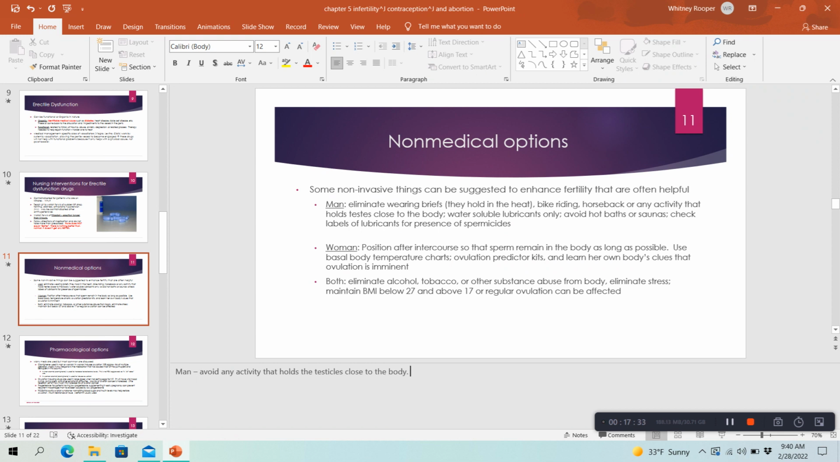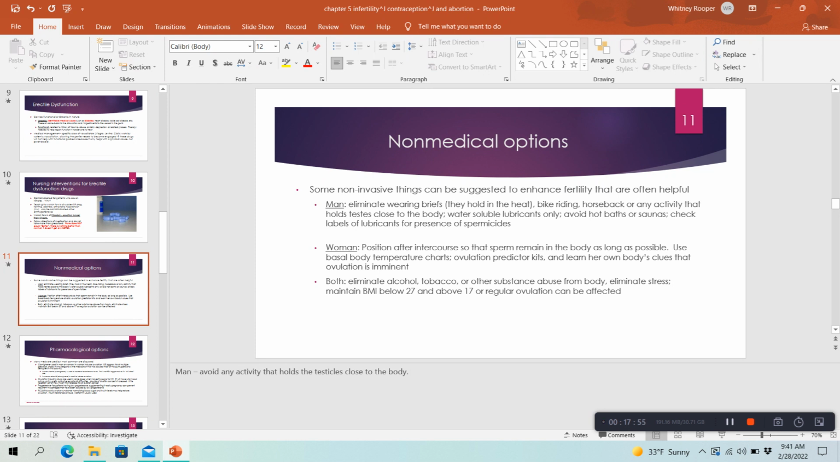For women, position after intercourse so that sperm can remain in the body as long as possible. Sometimes we'll tell women to not get up after intercourse for at least an hour, or tilt your hips upwards. Anything that will keep as many sperm in the body as we possibly can. The more you lose, the less you have that can travel up to find that egg.